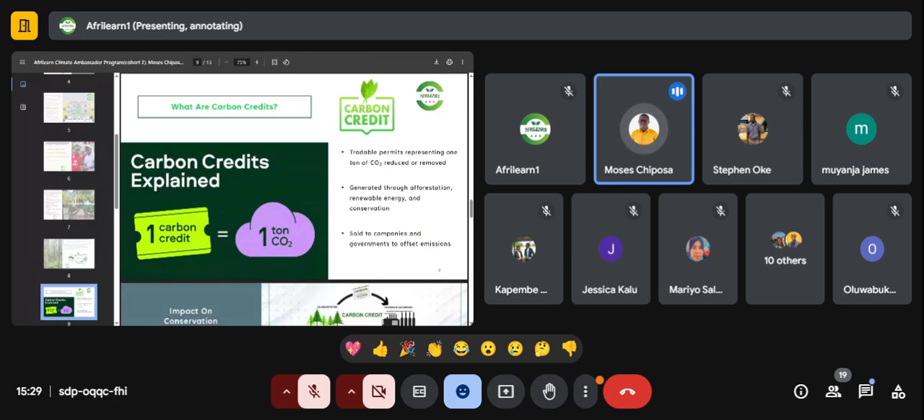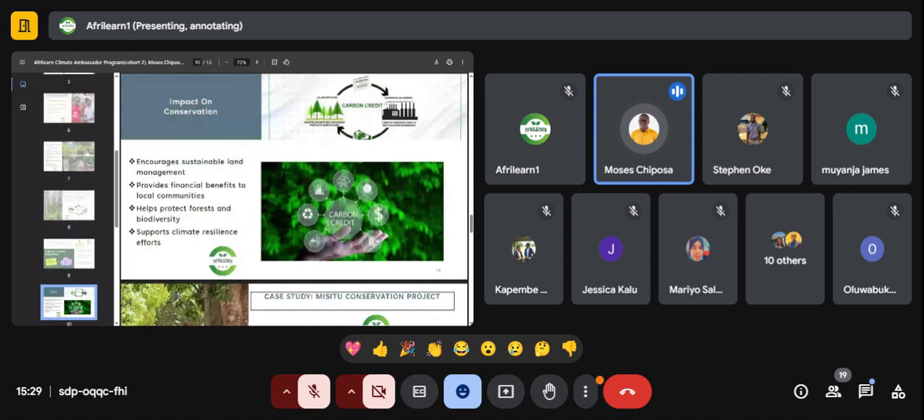We can move to the impact of carbon credits on conservation. So what is the impact? Carbon credits play a crucial role in conservation by providing both environmental and economic benefits. They create financial incentives for protecting forests, managing land sustainably, and supporting local communities.